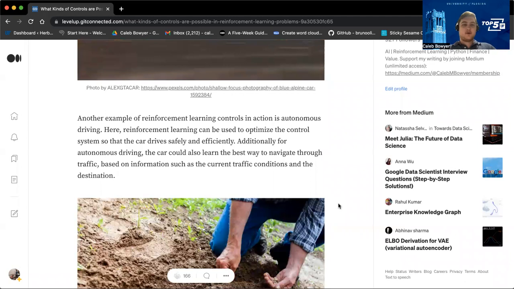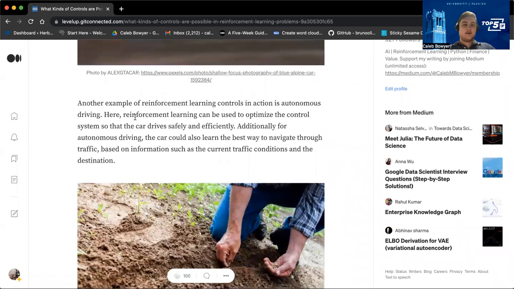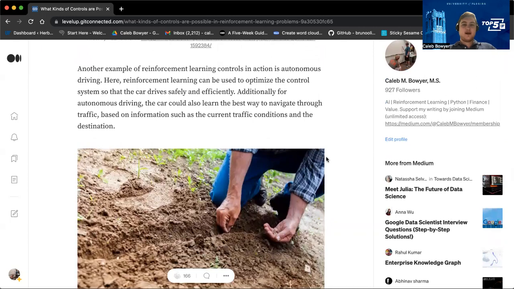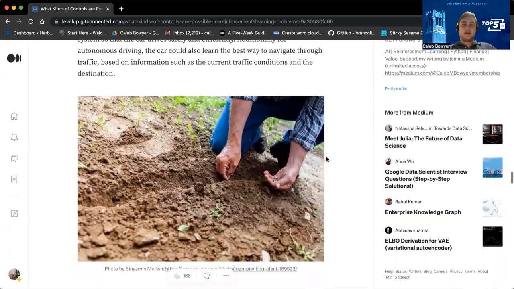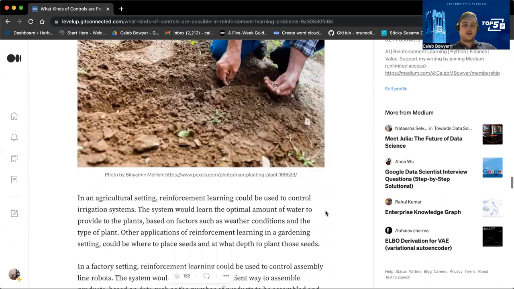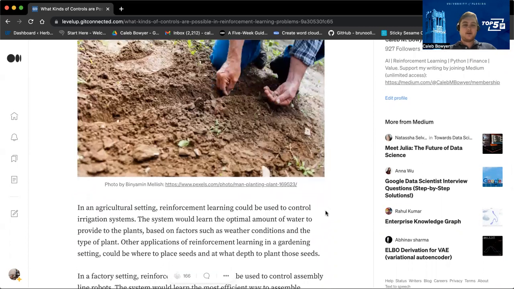Another example of RL controls in action is autonomous driving. Here, RL can be used to optimize the control system so that the car drives safely and efficiently. Additionally, for autonomous driving, the car could also learn the best way to navigate through traffic based on information such as the current traffic conditions and the destination, while maybe additionally getting the user there on time to meet some deadline.